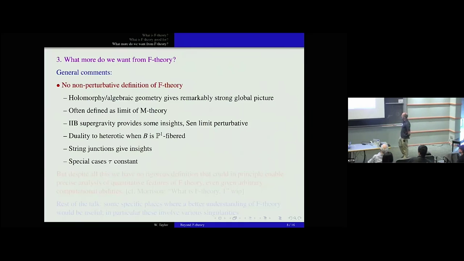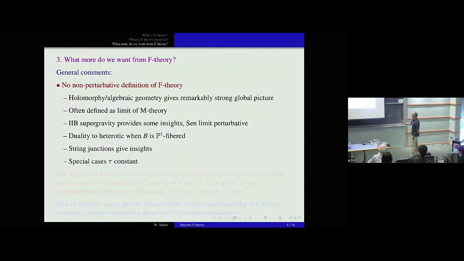There's a duality to heterotic when the base is P1 fibered, and we've been working a lot with Laura and James in recent years to try to understand that heterotic F-theory duality better, to understand some questions that are very puzzling in F-theory. String junctions give insights. In some cases, again, related to Sen and Dasgupta and Mukhi's work, tau is constant, and Shai and collaborator recently have a beautiful paper where they start bootstrapping F-theory based on that.